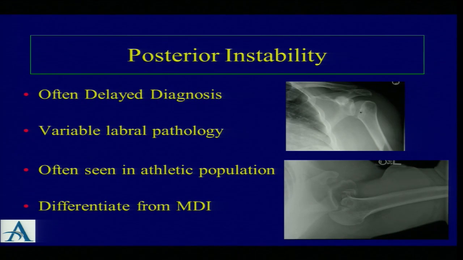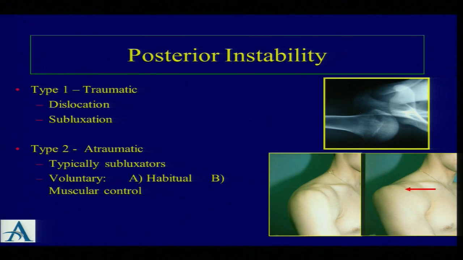Posterior instability is often delayed, often missed. This has variable labral pathology, and it's seen in an athletic population on a chronic standpoint, but it does need to be differentiated from multidirectional instability. Traumatic is caused either by dislocation or subluxation. Atraumatic generally is going to be in that category where you're trying to distinguish between an MDI and somebody who voluntarily dislocates. And then the subset of those people are those that will habitually dislocate their shoulder versus just say, hey, can you get your shoulder to come out of joint?